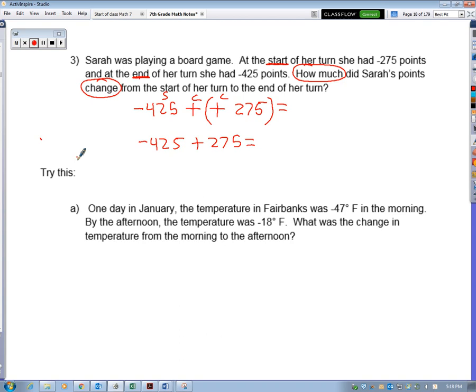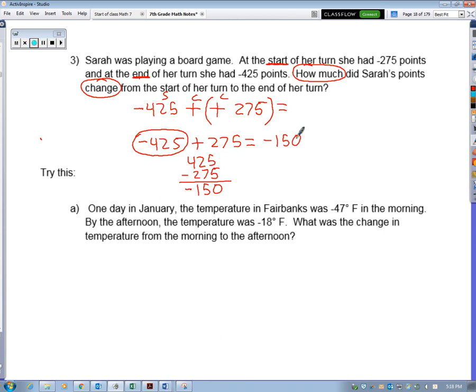Alright, going back to our very first lessons. Now we're adding. These two are different, which means we have to subtract. So I'm going to take 425 minus 275. Subtract those two numbers. We get 150. Okay, now we have to decide if we want our answer to be positive or negative. Looking at these two numbers, negative 425 has the bigger absolute value. It's further from 0 than that number, so this is going to be negative. Alright?